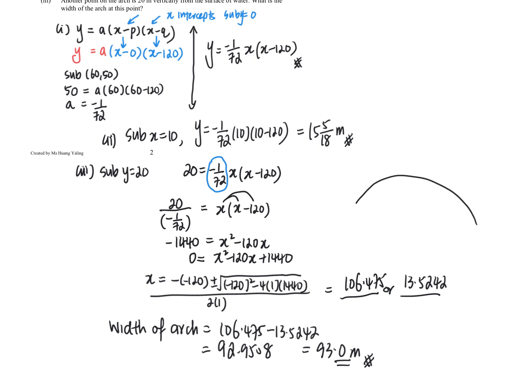Okay, so I just repeat one more time. If we chop off this arch, this is the point where it's 20 meters above the ground. This point x is at 13.5242. This point x is at 106.475. So we are finding the width of the arch.